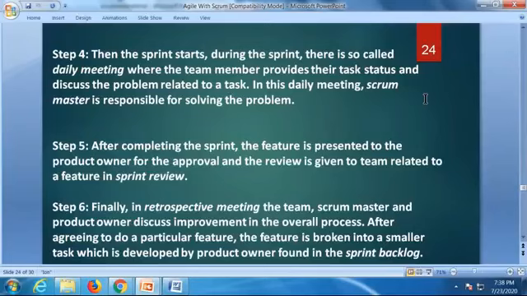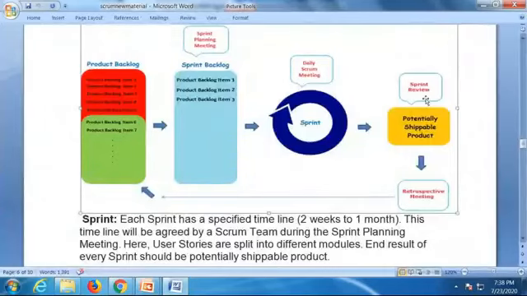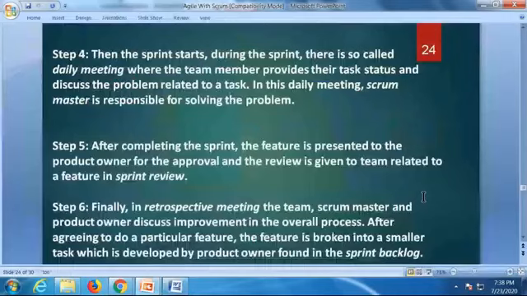So last step. Finally, in the retrospective meeting, the team, Scrum Master, and product owner discuss improvement in the overall process. This is the last meeting I told you. Before we go for the second sprint, they have to discuss all this, and think about the future. I mean, how to improve the process, if any mistakes were made, how to overcome that mistake, all this. So after agreeing to a particular feature, the feature is broken into smaller tasks. Again, we go for product backlog, sprint backlog, and we continue the process.